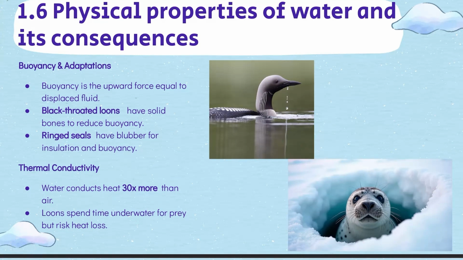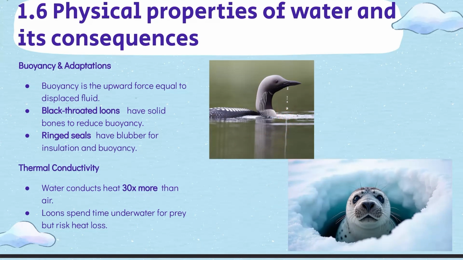1.6. Physical properties of water and its consequences. In this particular slide, we will be looking at buoyancy and thermal conductivity. Buoyancy is the upward force exerted on objects with a magnitude equal to the fluid displaced. In order to overcome this, the black-throated loon has solid bones, unlike most birds. This increased weight compresses air out of its lungs while diving. In ringed seals, however, the layer of blubber that exists under its skin improves buoyancy and allows insulation.